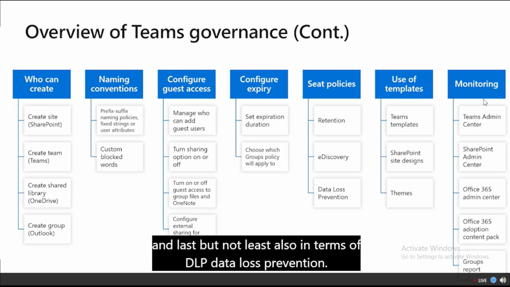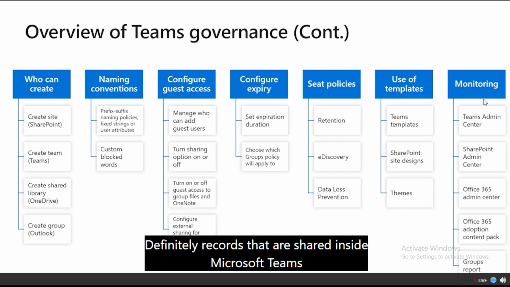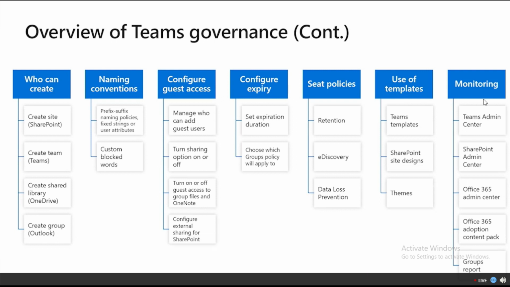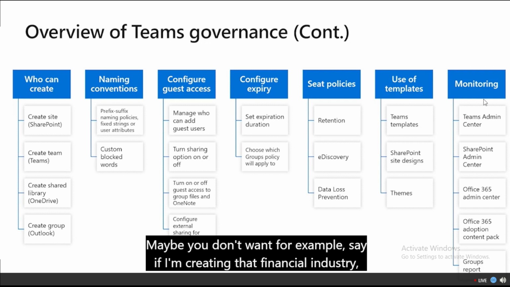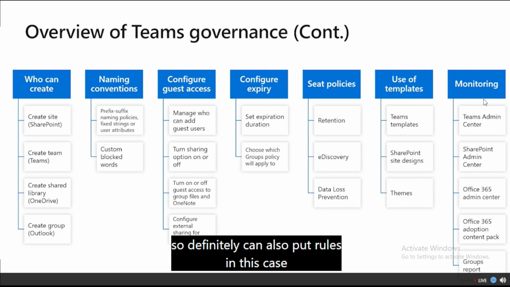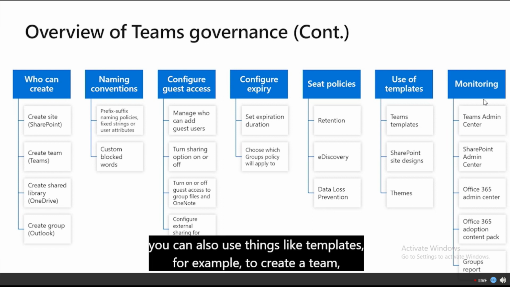And last but not least, also in terms of DLP, data loss prevention. What happens if critical records are shared inside Microsoft Teams? And if you operate in a regulated industry, for example the financial industry, you definitely don't want people to share credit card numbers directly in those chat conversations. So you can put rules in place and avoid having this kind of data shared in those conversations within Microsoft Teams.